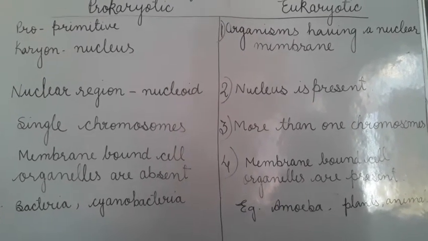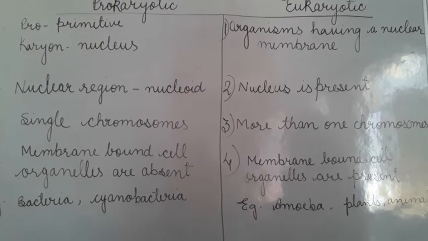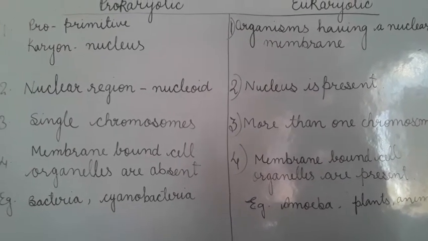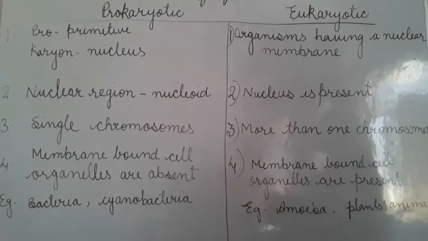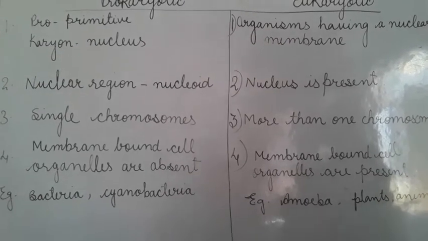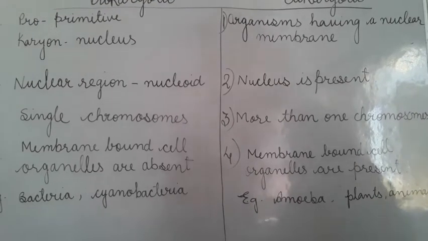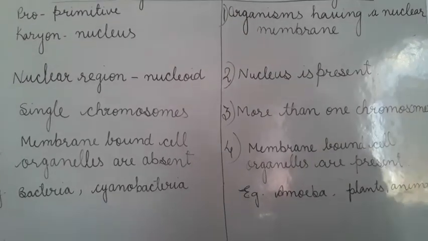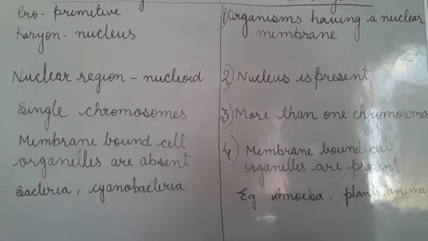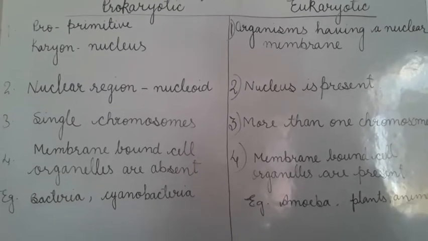So what is the difference between prokaryotic and eukaryotic cells? In a prokaryotic cell, the nuclear region is called the nucleoid, because they have only nucleic acid like DNA present in the cell. The part where the genetic material is present is called the nucleoid. In a eukaryotic cell, a nucleus is present. Prokaryotic cells have a single chromosome, while eukaryotic cells have more than one chromosome.